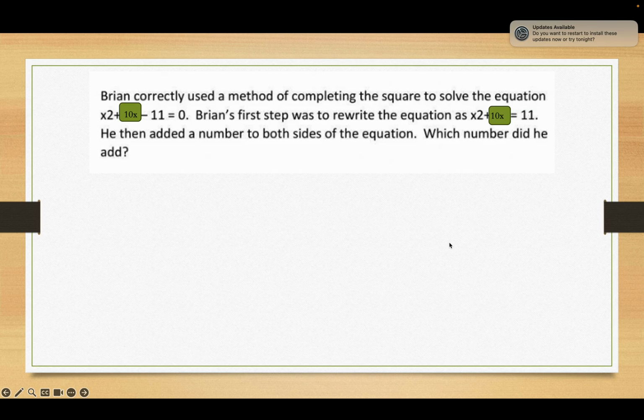Let's have you answer this question, which asks you a little bit about completing the square. Okay. Now, again, half and square. Brian correctly used the method of completing the square to solve the equation x squared plus 10x minus 11 equals 0. Brian's first step was to rewrite the equation as x squared plus 10x equals 11. He then needs to add a number to both sides. What number did he add? He has to take half of the 10, which is 5, and square it. That's 25.